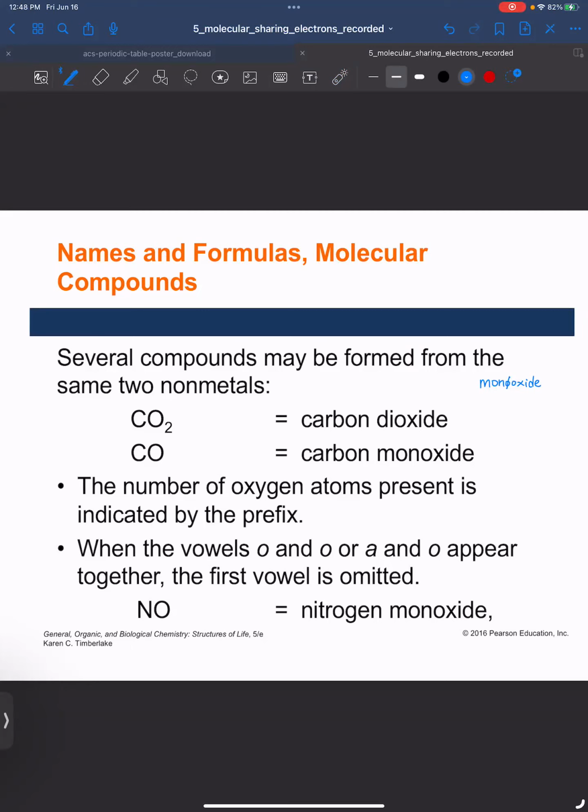Something else to note is that if the first element in the molecular compound has only one, then we do not include mono in front of that element's name. So notice how we don't have monocarbon dioxide. But if the second element has only one, we need to include mono. So this is carbon monoxide.